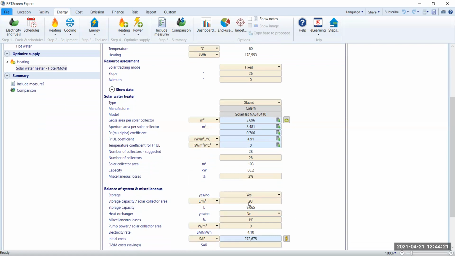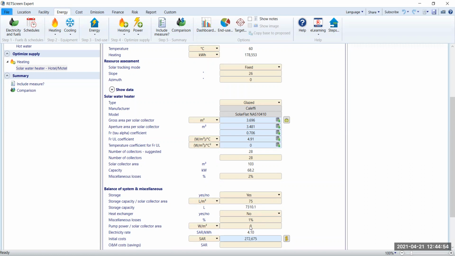Do we have a tank? Yes. And we are going to take the standard capacity for storage, which is 75 liters for every square meter of the solar collector. And it has told me that I need a storage capacity of 7.3 cubic meters, which means that when you are buying or getting your solar collector system, you have to make sure that you are getting a hot water storage tank of that size. Do we have a heat exchanger? No, we do not.